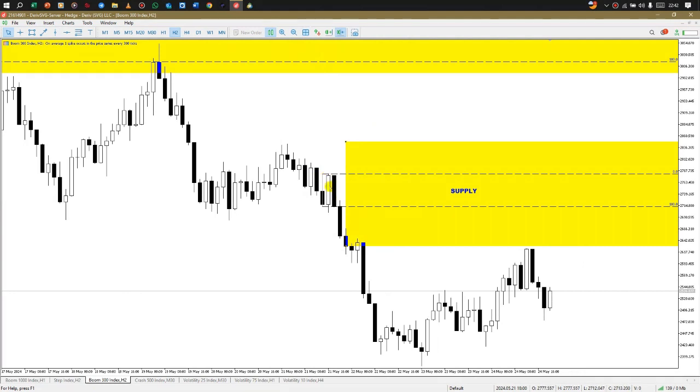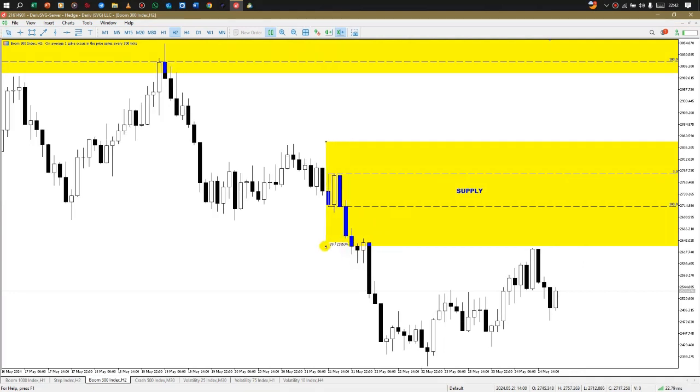So that's the zone that I found on the 2-hour time frame. Yeah, it's within our daily supply zone. So as you can see here, it's more of a rally-based drop. As you can see, it has a very significant bearish move away from the zone. As you can see, it's a fresh zone. So that's our supply zone on Boom 300 index.